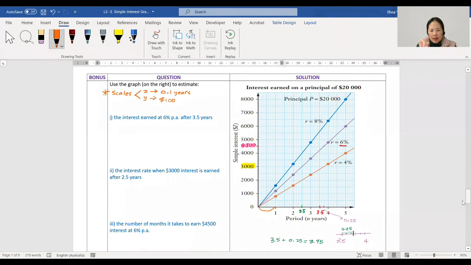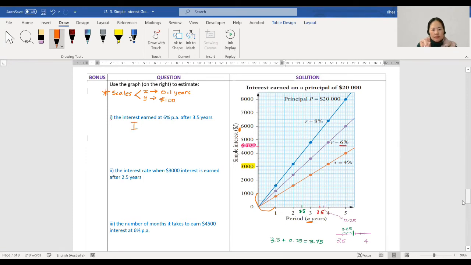Y-axis, and there are 10 spaces going up by 1,000. So 1,000 divided by 10 is 100. So each little space is $100. Let's have a look at the question. My x-axis is in years, and my y-axis is money, interest, same as before. Let's estimate the interest earned.